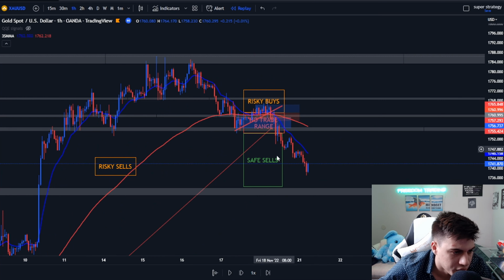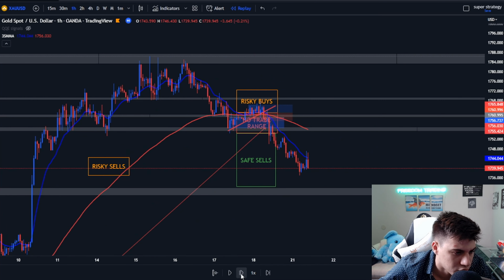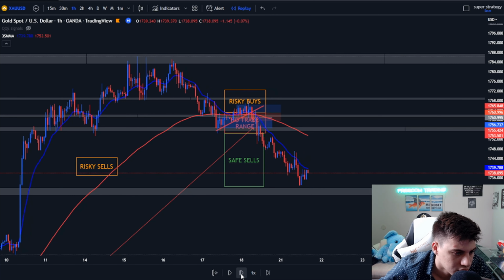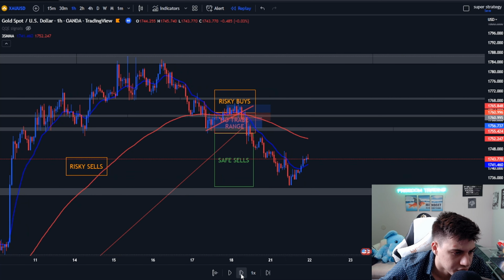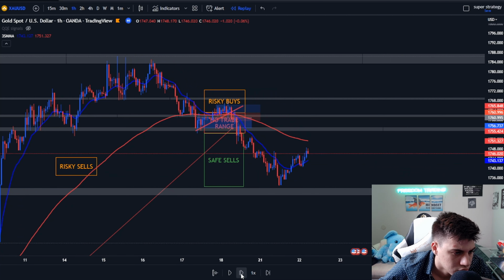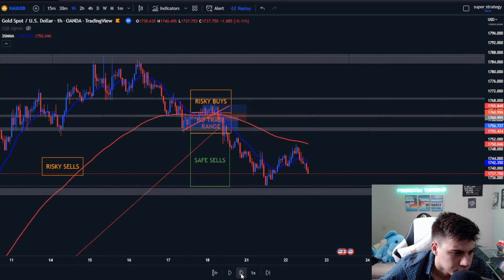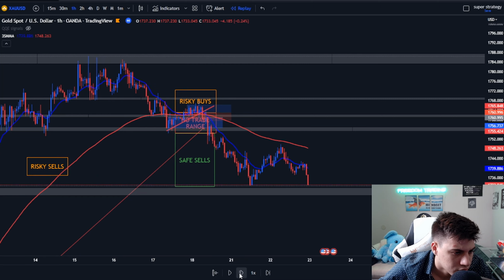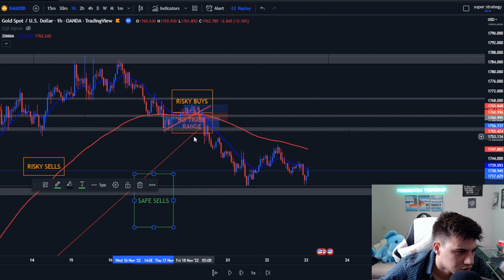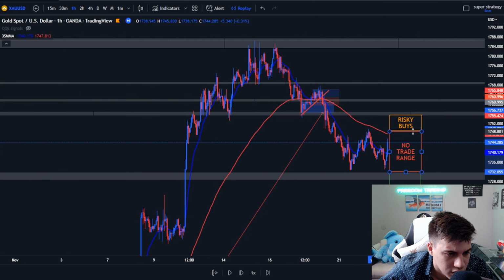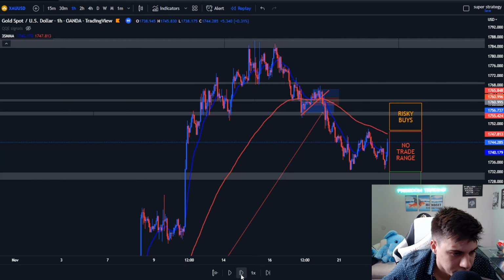So first of all, we need to wait for a range to form. If the range isn't formed, then we don't do anything at all. Wait for the range, wait for the range, wait for the range. Okay. All right, this is my range. Actually, this will have to be the risky sells. Risky buys will be here. Yeah, that's how I'm going to do it.